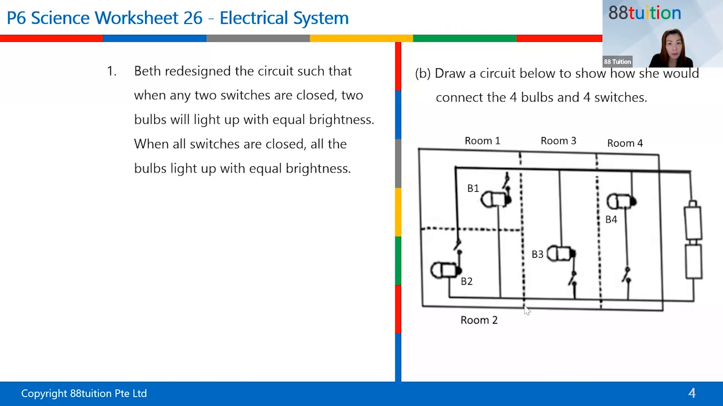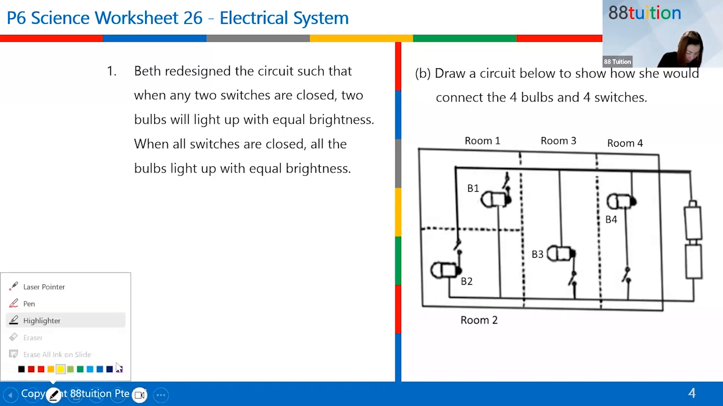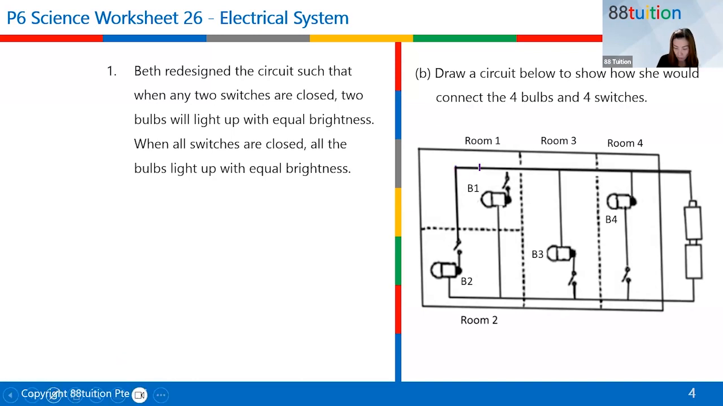Can you see this? Is this the one that you have on your paper? All of you quickly check your own. Let me try to use the highlighter. Okay, so the purple line is actually the circuit. So this is the one that you should be drawing.